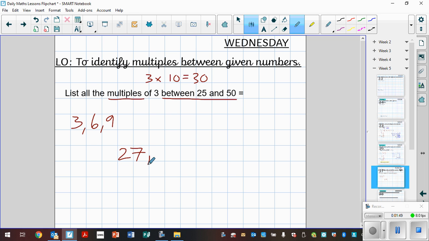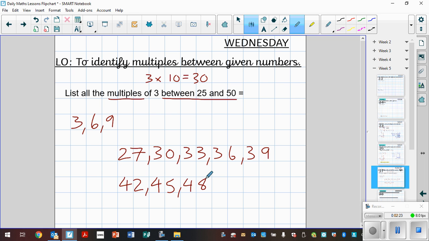And then what you're doing is just counting on every multiple of 3 from there until you get to past 50. So my next multiple would be 30, and then 33, 36, 39, I'm just going to move down to the next line, 42, 45, 48. Now what you might notice on the next one is the next multiple of 3 would be 51.